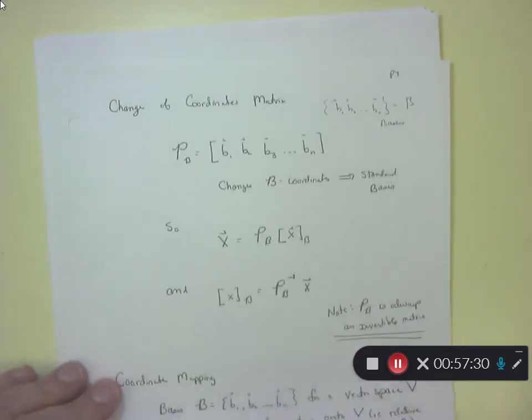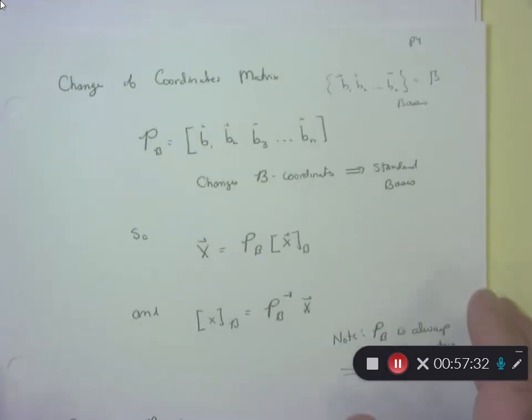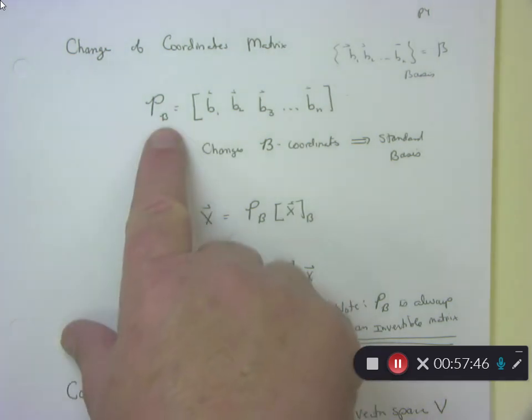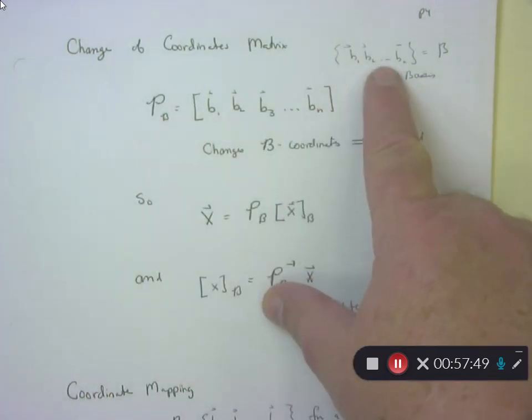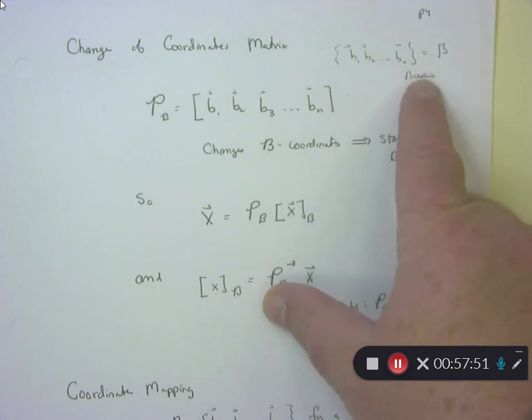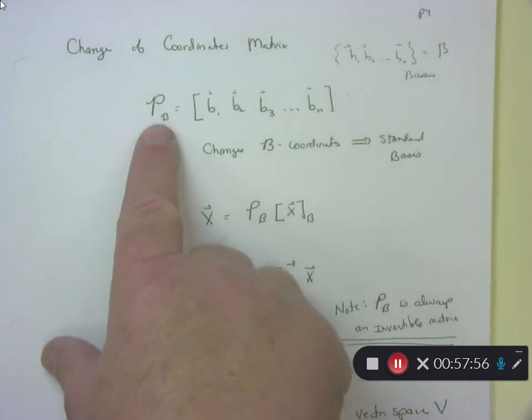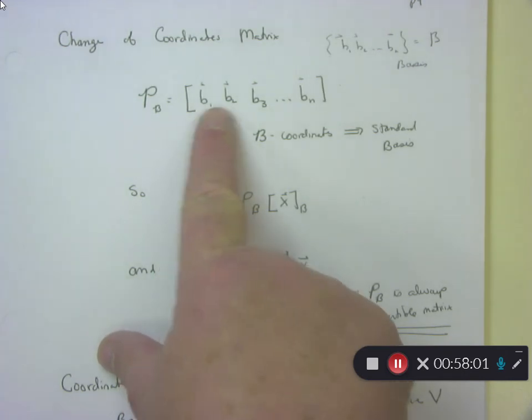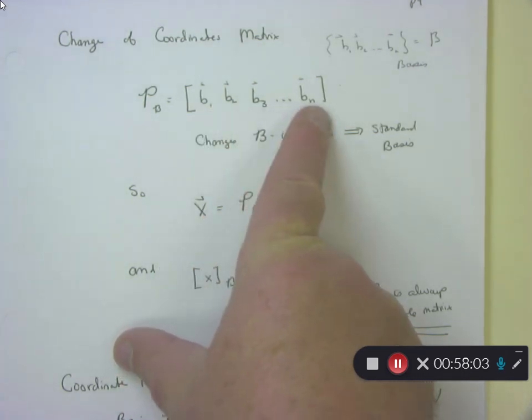Putting this all together, we have this. Quote, the change of coordinates matrix. That's this P thing that I'm talking about. I wanted to wait and give you a fancy word for this, but it is the change of coordinate matrix, this P sub B. Now you've got this basis, B1, B2, Bn. This is your basis. So the actual change of coordinate matrix has columns that are your basis elements. There's your B1 vector, B2 vector, B3 vector, the Bn vector.